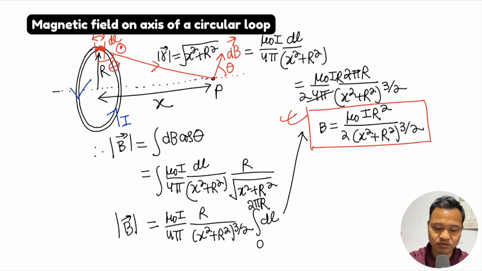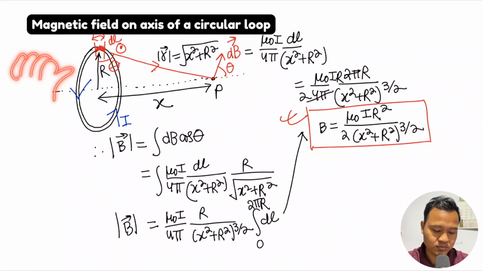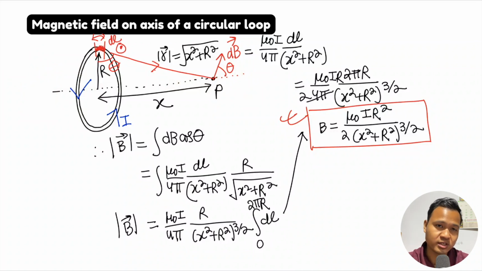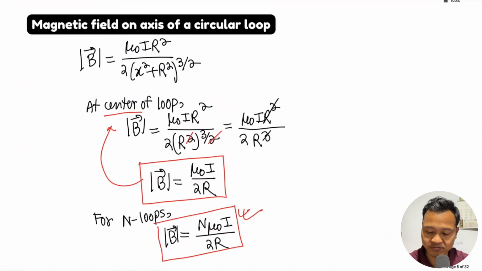So here you take your right hand and curl towards the current. In this case, current is like this. If you curl your right hand towards the current, your thumb will be pointing towards this direction. That is the direction of magnetic field. For a circular loop, you curl along the current, and your thumb will be pointing towards the magnetic field.